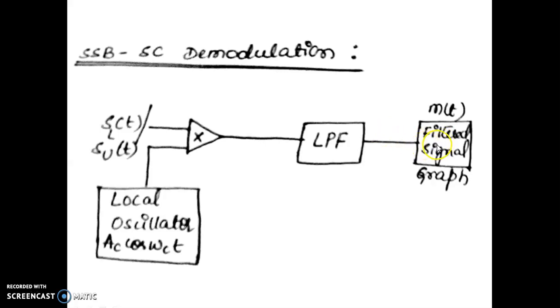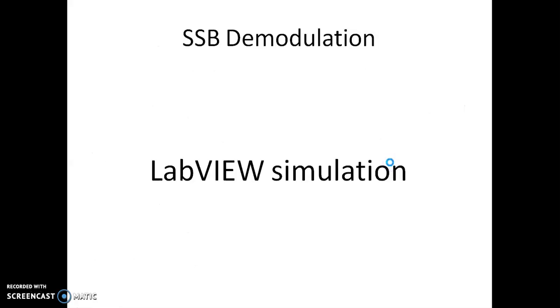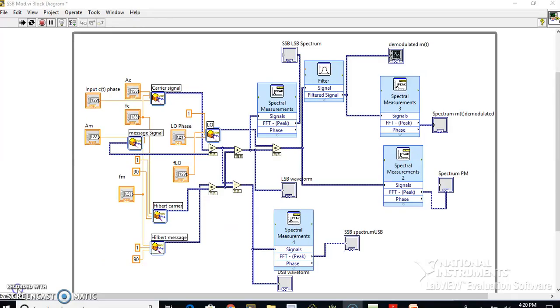And of course you can have a spectrum to observe the message signal spectrum, as well as a graph indicator to see the sine wave. Now let us go to LabVIEW and find out how both modulation and demodulation look for an SSB modulation scheme. This is the block diagram of the implementation in LabVIEW. We can specify the frequency.